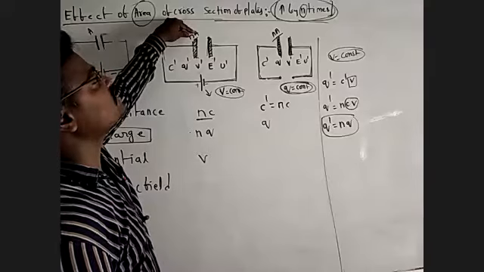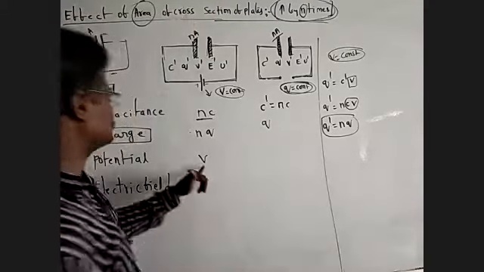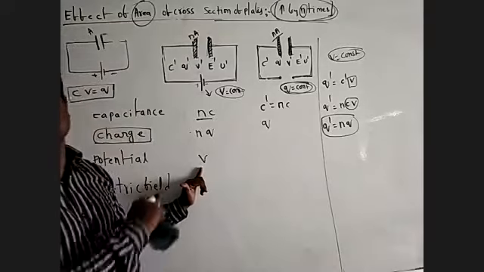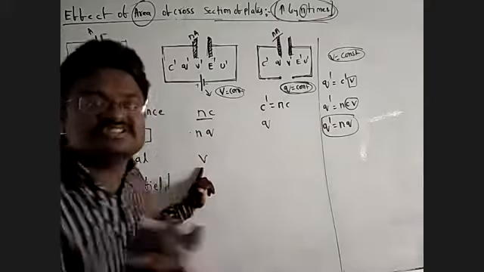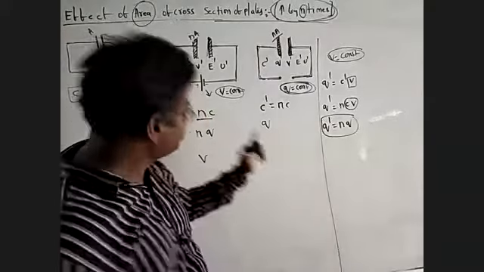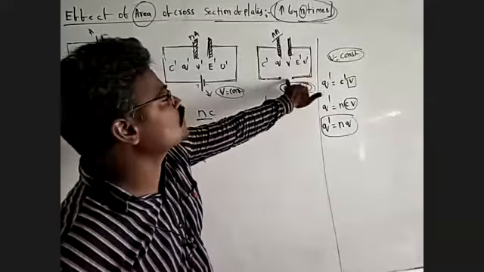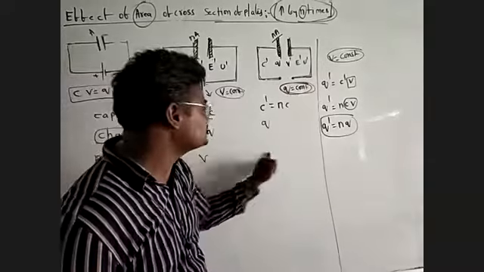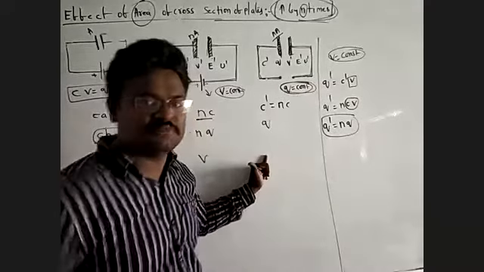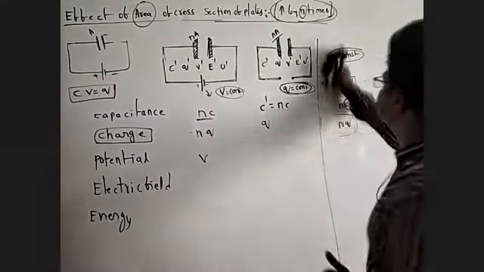When the area of cross-section of the plate increases by N times, what is the potential? If the plates are connected to the battery, the potential is constant. It does not increase or decrease. But here, the two plates are not connected to the battery. So what is the potential? The potential may increase or decrease. We have to check it.